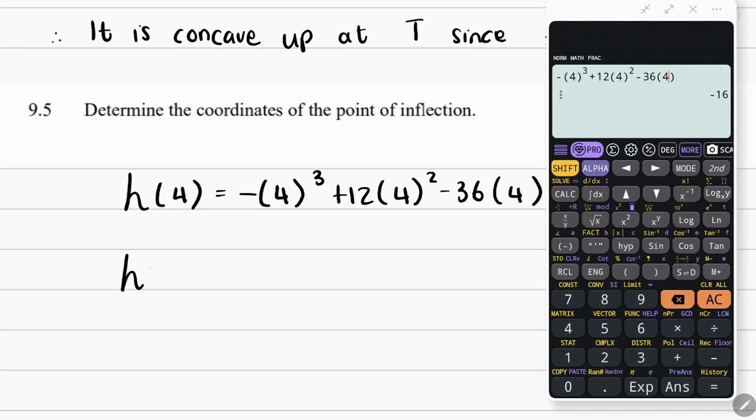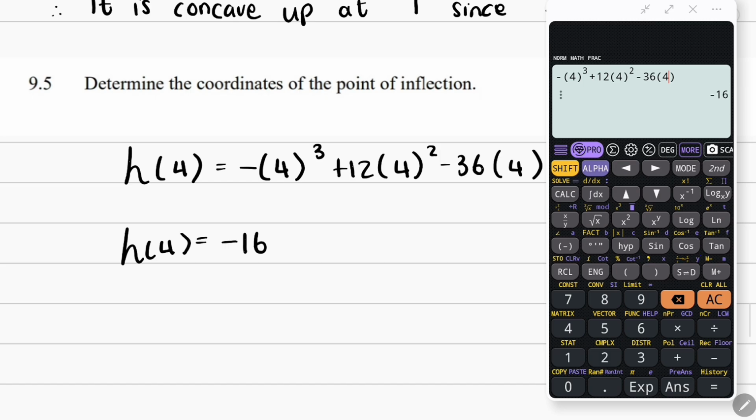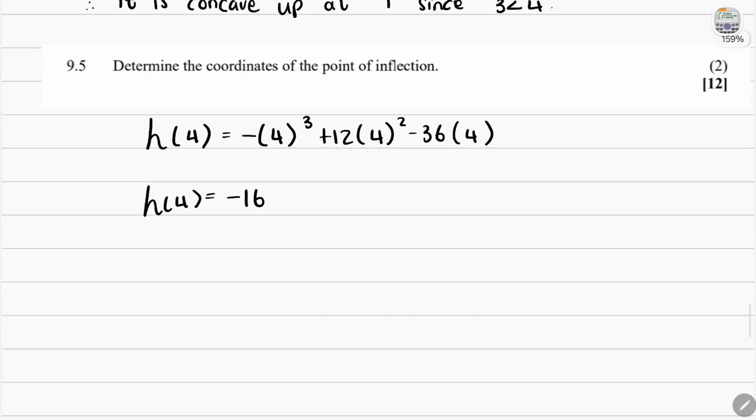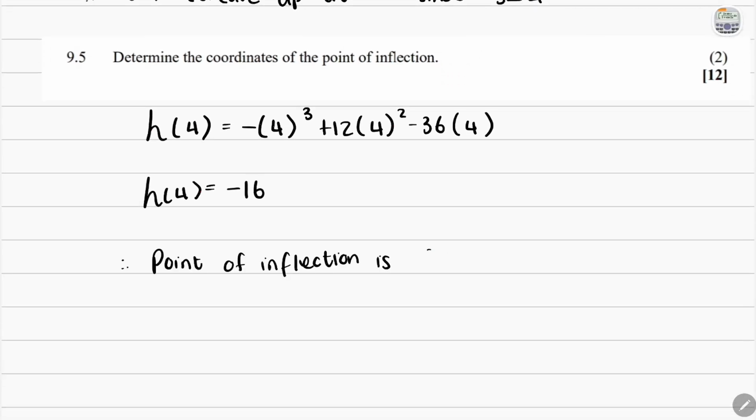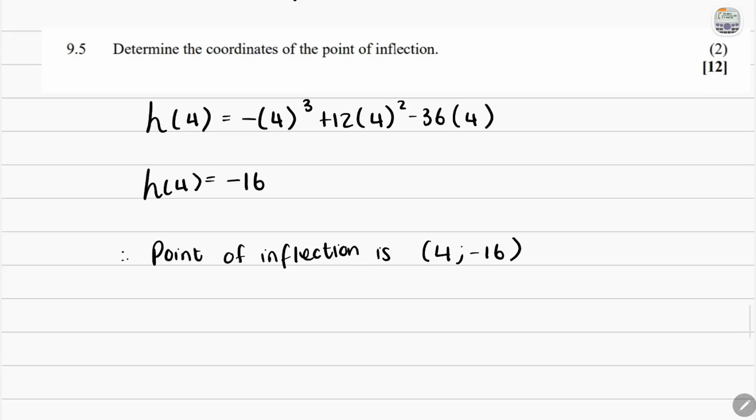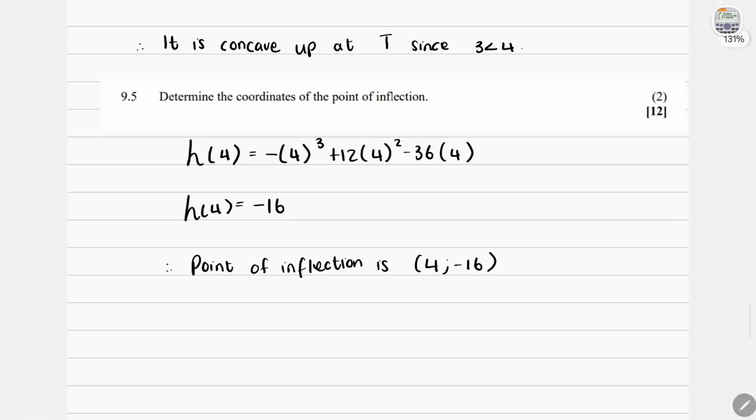Okay, and h of 4 is equal to negative 16. So our point of inflection, we can just conclude, is (4, -16). And that is our answer. And that is it for question 9.